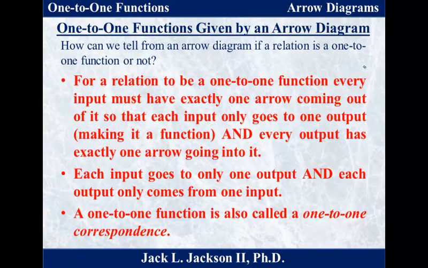So for the relation to be a one-to-one function, every input must have exactly one arrow coming out of it, so that each input only goes to one output, which makes it a function. And every output has exactly one arrow going into it, so that each input only goes to one output, and each output only comes from one input. A one-to-one function is also sometimes called a one-to-one correspondence.